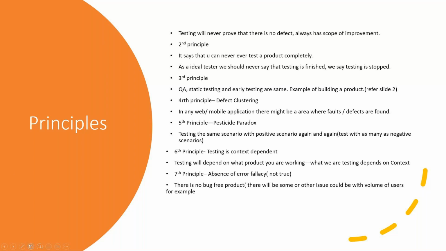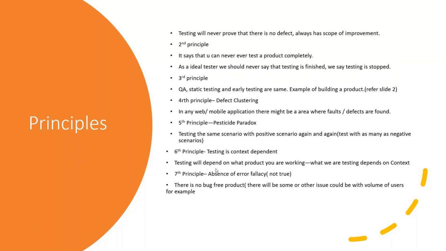And pesticide paradox: it is not at all good if you do the same testing with the same positive scenario again and again. You should be in a position to implement different scenarios, and you should have a negative eye when you are testing, because you should aim only for errors in whatever you are testing.